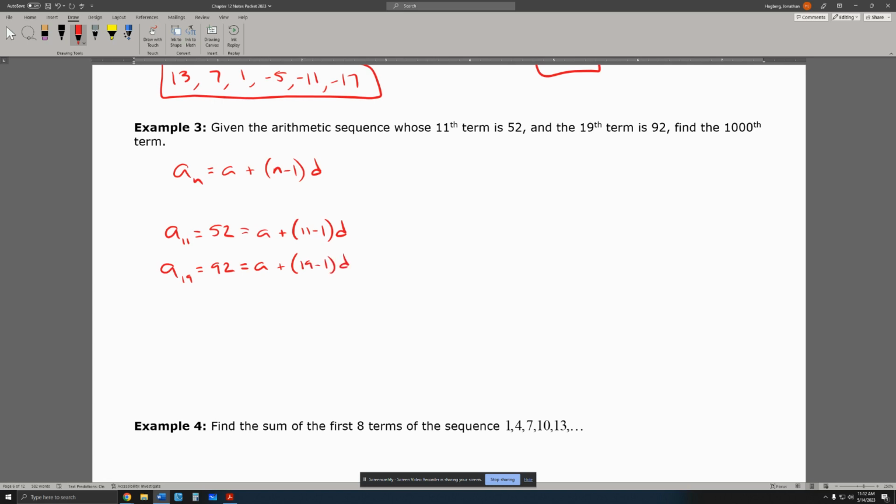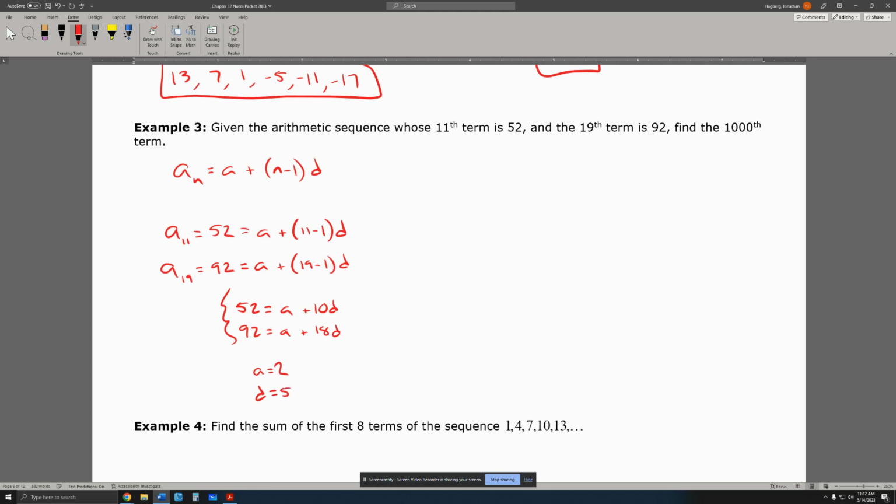So now what we have is a system of linear equations. We have 2 variables, 2 equations. We can solve this. So 52 is equal to a plus 10d, and 92 is equal to a plus 18d. Okay, so this is our system of equations. If we were to solve this, I'll leave that for you. The solution to this system is a equals 2 and d is equal to 5.